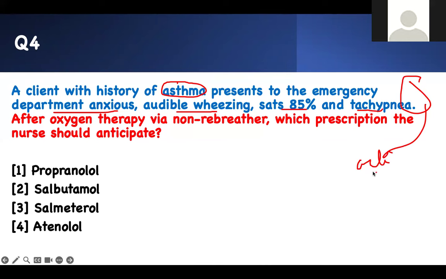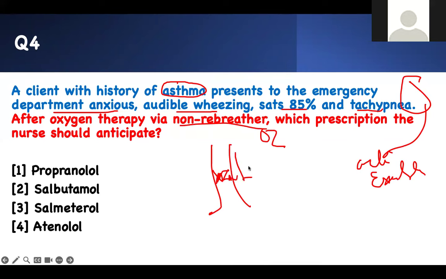Acute exacerbation. If you have an acute exacerbation, we give you a non-rebreather, we give you oxygen. Now, why are you wheezing? It's because there's bronchoconstriction, either involving the muscle around the airway or inside. Then there's inflammation. You cannot take care of the inflammation unless you open the airway. The first medication you can give is a beta-2 agonist, but you need a fast acting one. Which one is the fast acting?